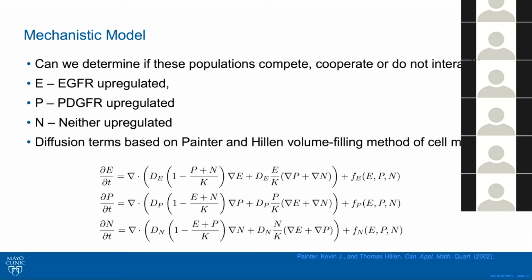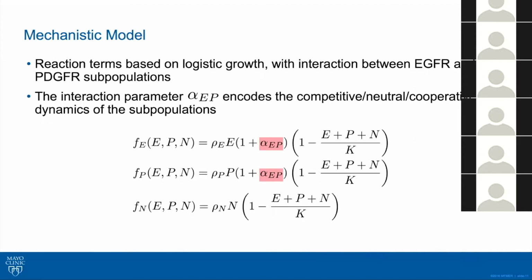To make the model make sense, we used a diffusion term based on a Painter and Hillen approach to volume filling. This paper came out in 2002 by them, for those interested. And we use reaction terms that have some interaction between the EGFR and PDGFR. So this term alpha here is really our key parameter in the model. If alpha is positive, then these 2 subpopulations will be promoting each other. If it's negative, then they'll be competing against each other. And if it's 0, then they'll neutrally interact for space. We still have a space term here, but they won't be actively against each other or with each other.